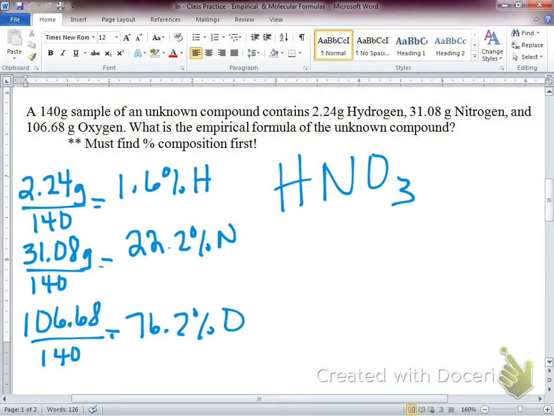Okay, so when I ask you to name this, if your H comes first, that's a big clue that it's an acid, right? That's your clue. And then you look at this anion right here. NO3 minus 1 is what anion? Nitrate, which means you name it nitric acid.